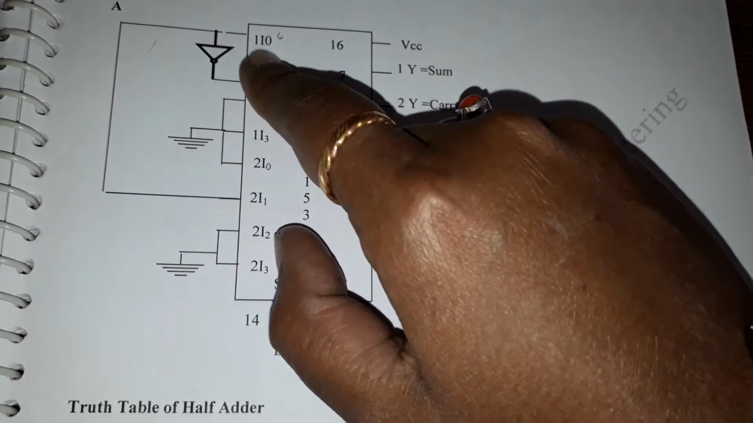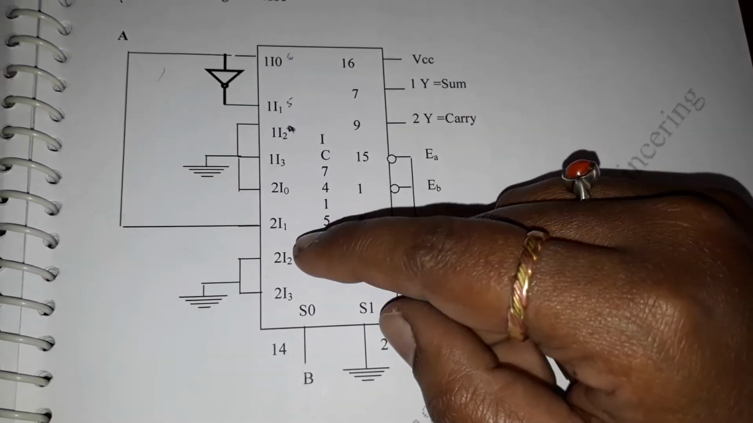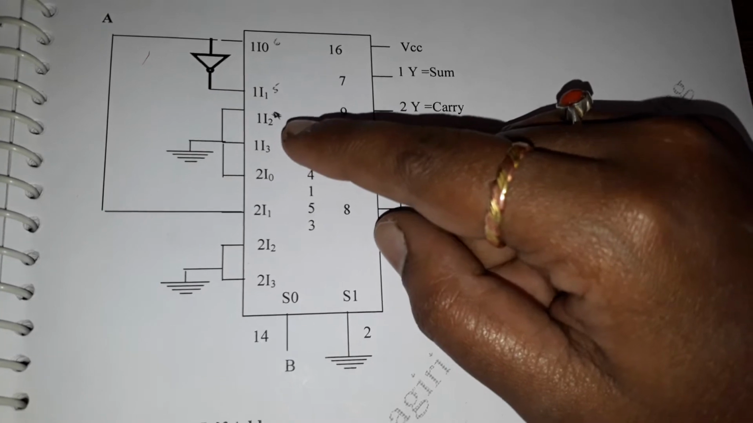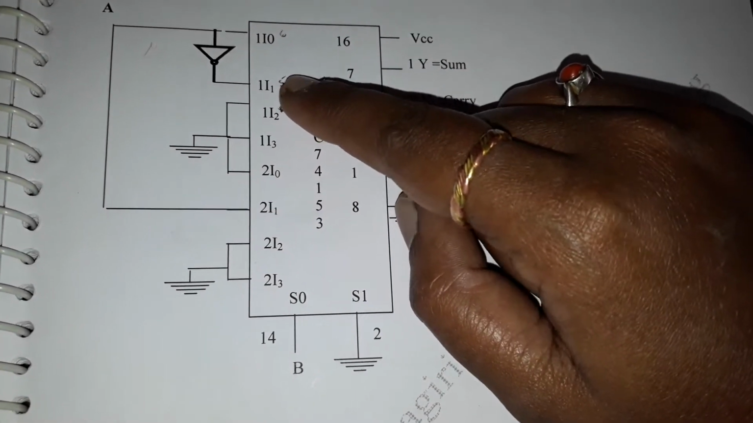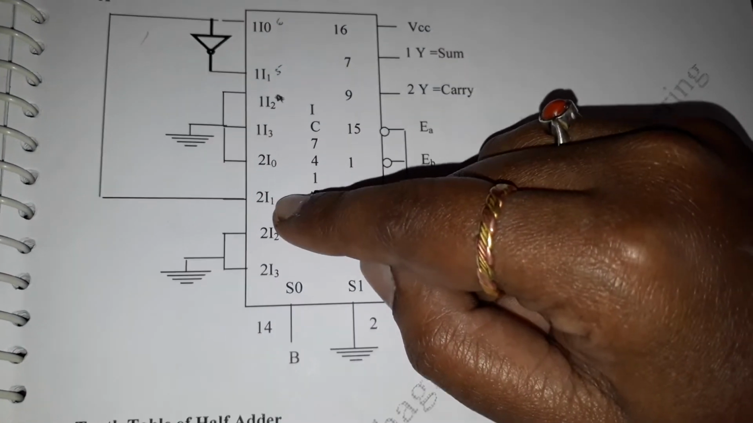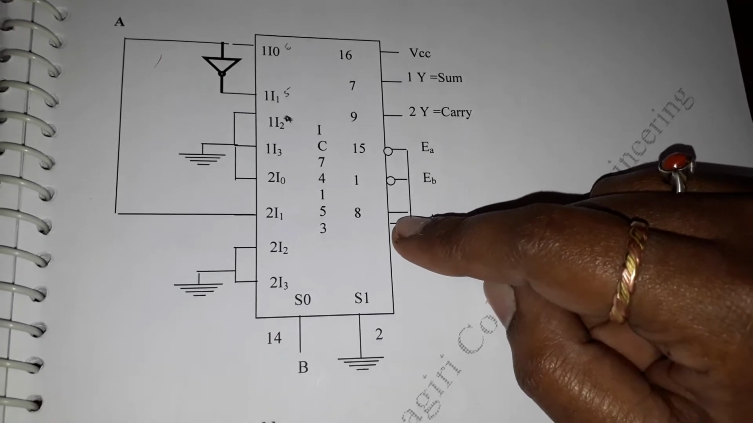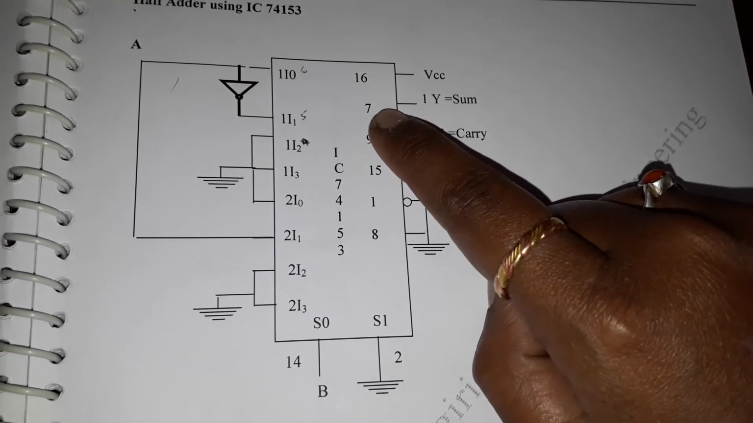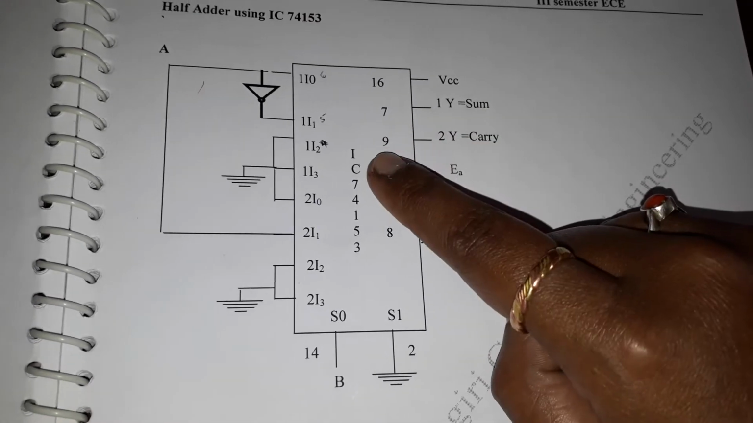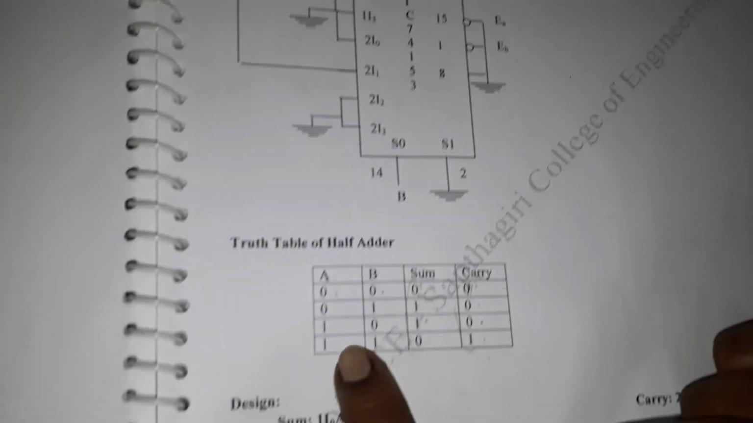For A, we use a NOT gate. We will use the inputs from 1I0 to 1I1 for the sum, and for carry 2I0 to 2I1. The remaining inputs will be grounded as they are not necessary in this half adder operation. Here we will get the output at pin number 7 as the sum, and at pin number 9 as the carry. So let's analyze the truth table of this.